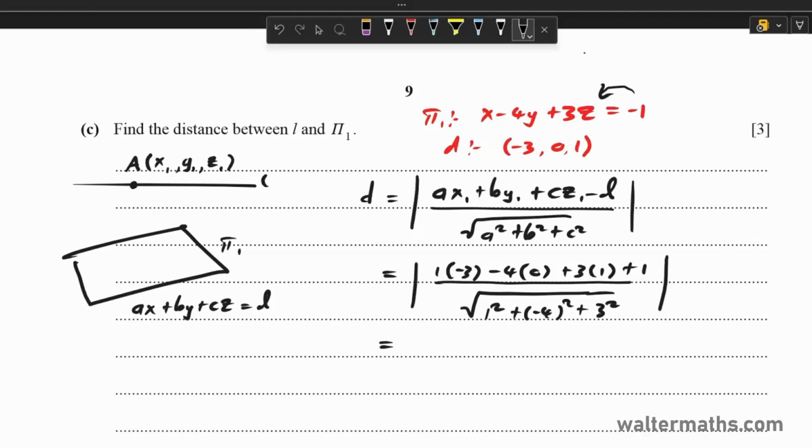All right. So let's simplify this. On top, we'll be having minus 3 minus 0 plus 3. So all that gives us 0. So we are left with a 1 on top. And at the bottom, if we simplify this, that's 1 plus 16 plus 9. We will get root of 26. Okay, so this is actually what we have, which technically is 1 over root 26. So this here is the answer that they're looking for.